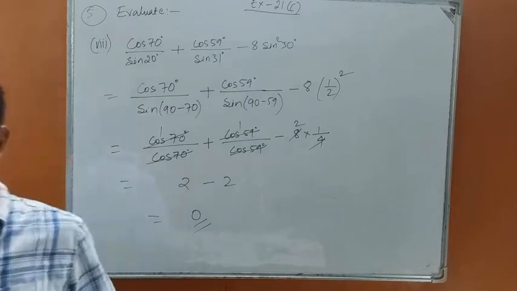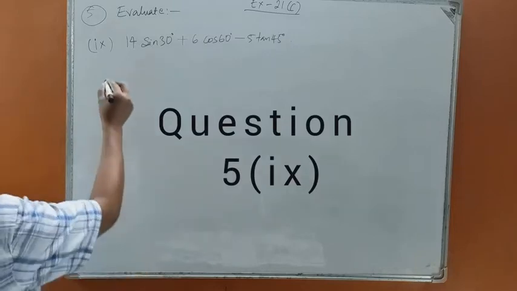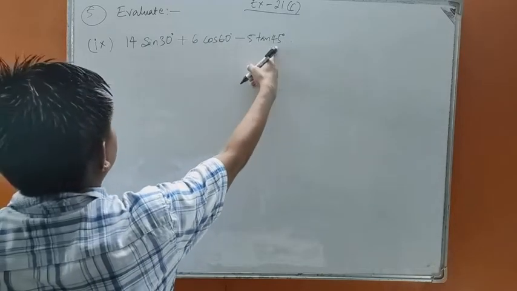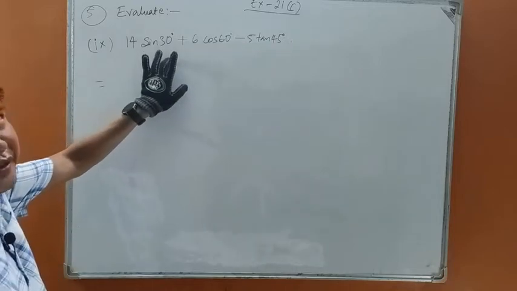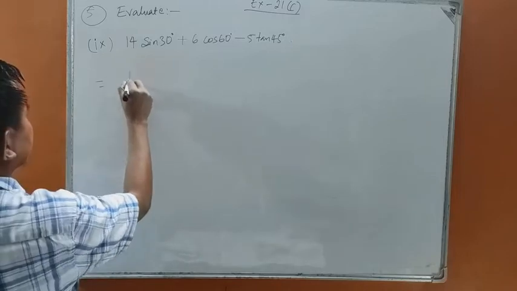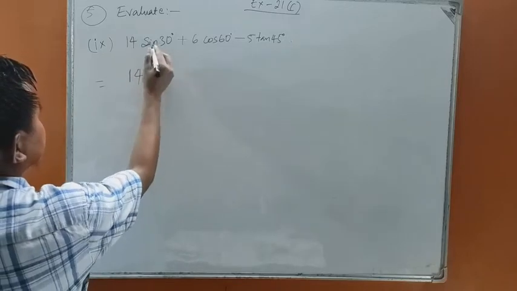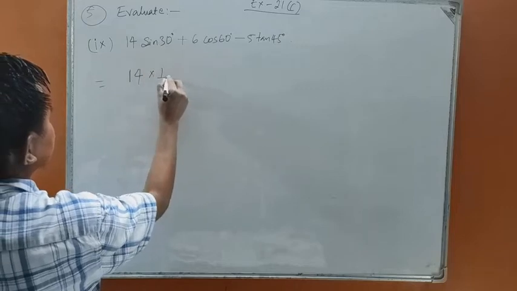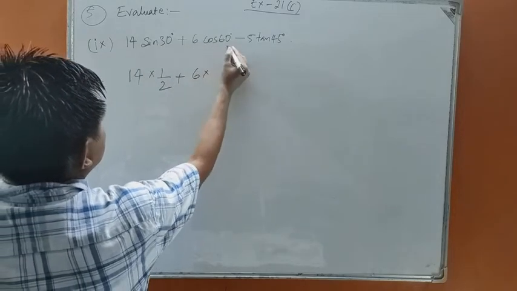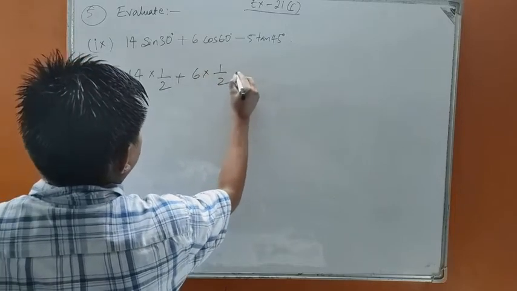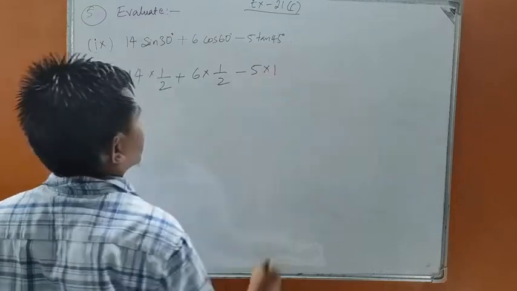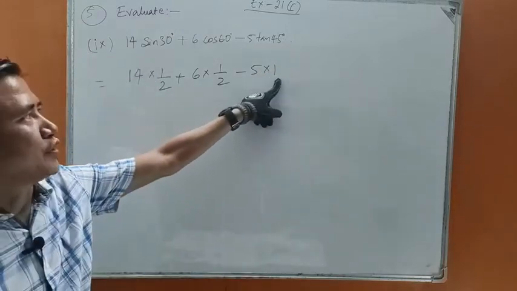Question number 9 of 5. So we have 14 sine 30 degree plus 6 cos 60 minus 5 tan 45 degree, and we are asked to find the value of this expression. Okay, so let's do this. We have 14 sine 30, which means 1 upon 2, plus 6 into cos 60, which means 1 upon 2, minus 5 tan 45, which means 1.